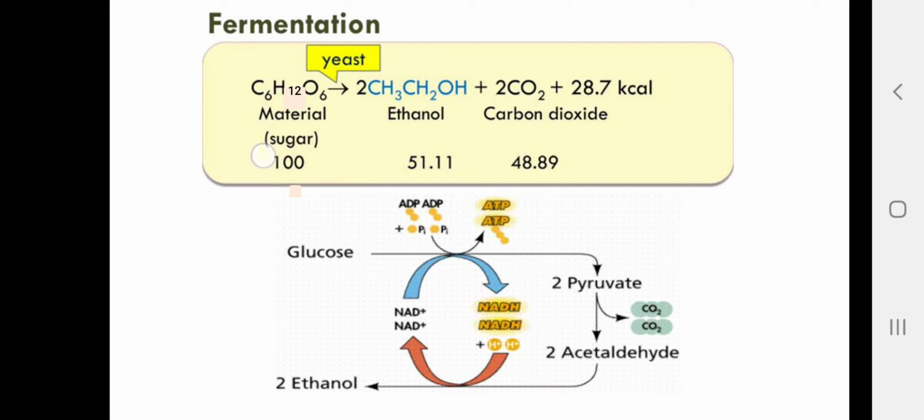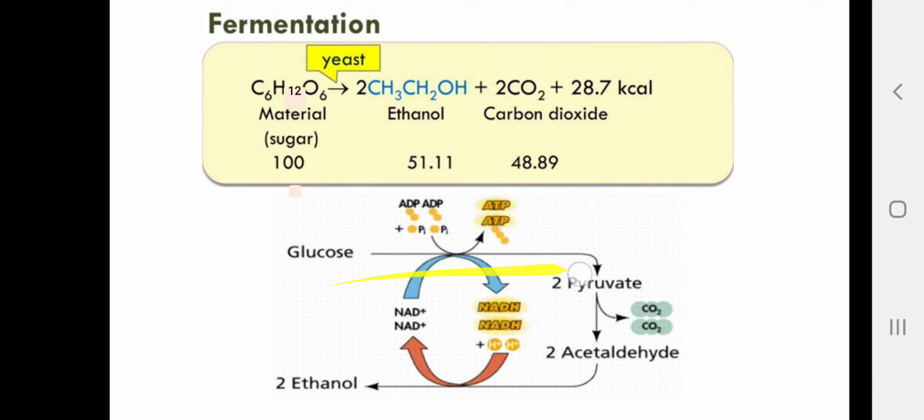So this is sugar, C6H12O6. To this, when yeast is added, the inoculum yeast is added, then the anaerobic fermentation takes place, and what happens is ethanol is produced, that is CH3CH2OH. Along with that, even carbon dioxide is produced, that is CO2, and along with this 28.7 kilocalories of heat or energy is also released. So let us look into this picture.